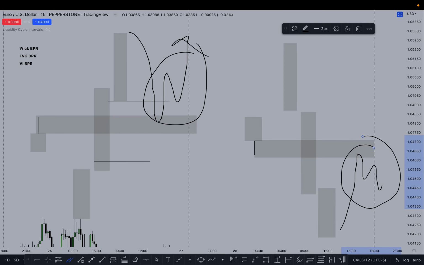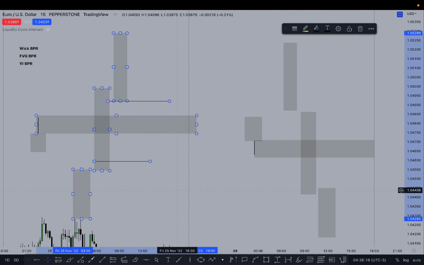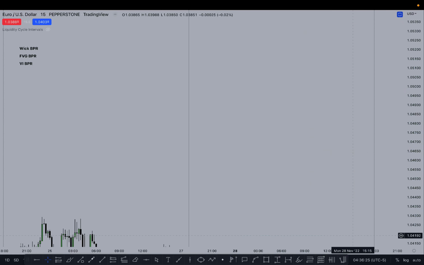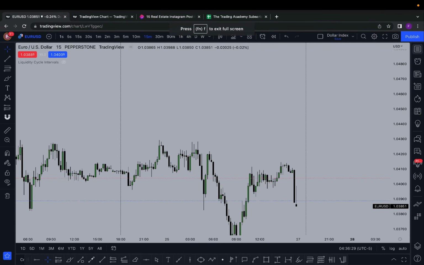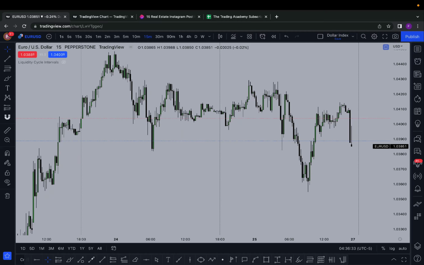Okay, now I don't need to explain volume imbalances to you all because it's the same thing, right? It basically acts as natural support and resistance according to ICT. So again, can you notice I'm saying according to ICT? I'm not saying it's mine. So it is not mine. It's ICT's.